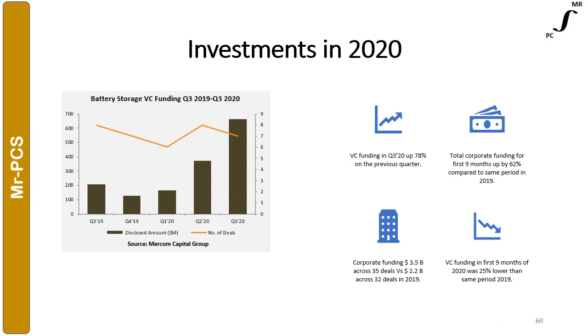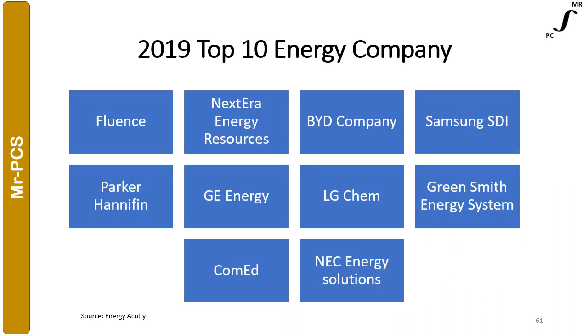Investment continues in 2020 in spite of slowdown due to COVID. Venture capital funding is up by 78% in Q3 2020 as compared to previous year. Corporate funding for first 9 months up by 62% as compared to same time period in 2019. However, VC funding down by 25% in the first 9 months of 2020 as compared to same period of 2019. Top 10 players in battery energy storage system for the year 2019 are as indicated in this slide.